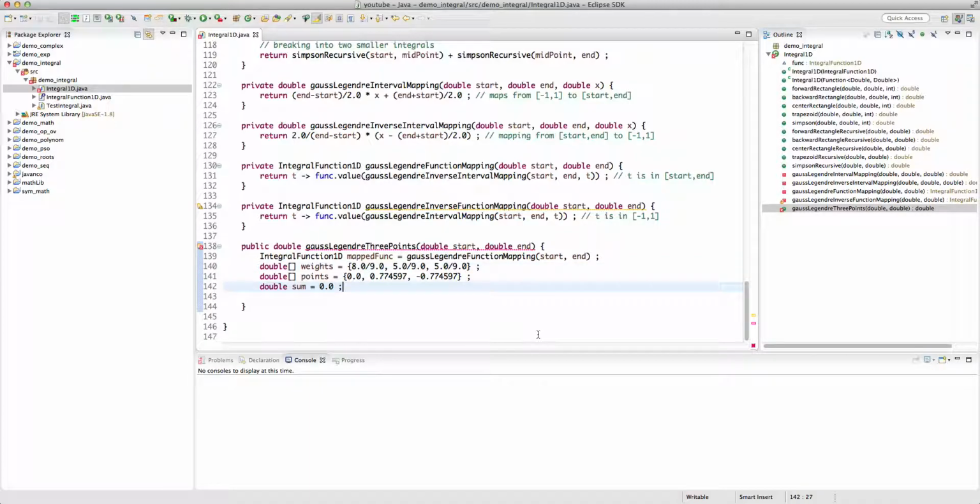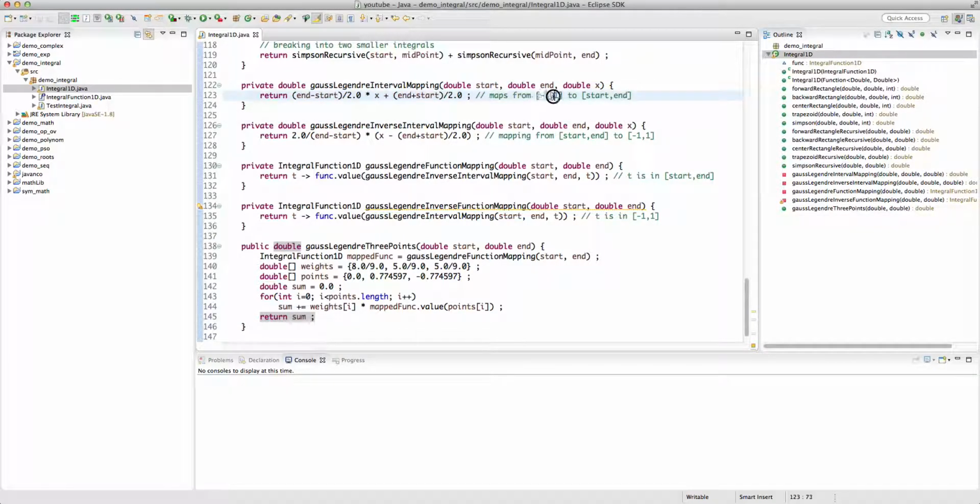Okay, and then sum is basically we write for int i equals 0, i less than points.length, i plus plus, sum plus equals. What we are going to do is get the weights at i times the value of the mapped function at basically the points i. Alright, so this is our quadrature rule, and then we return sum. Okay, so let's see what we did here. And so we are creating a mapping of the -1 to 1 to a start to end.